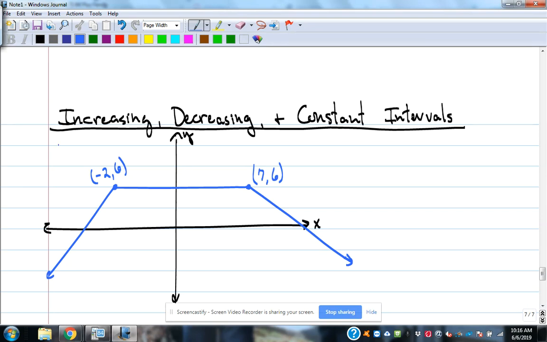Okay. And this would be example Q, and it's the last one we're going to do for this section. So what we're going to do is we're going to look at this graph and look for increasing, decreasing, and constant intervals. So an increasing interval would mean that as I move from left to right, it's going up. Okay. So again, it's just like the idea of domain. We're going to read it from left to right.